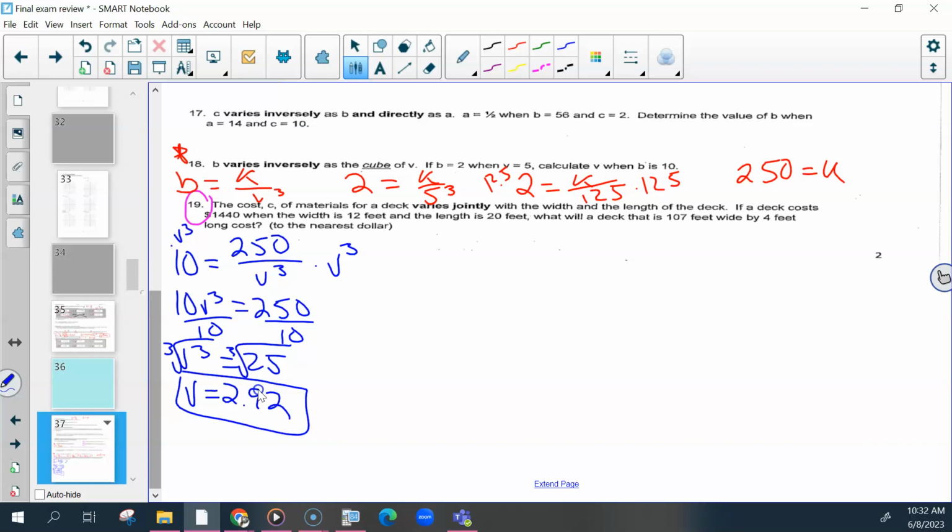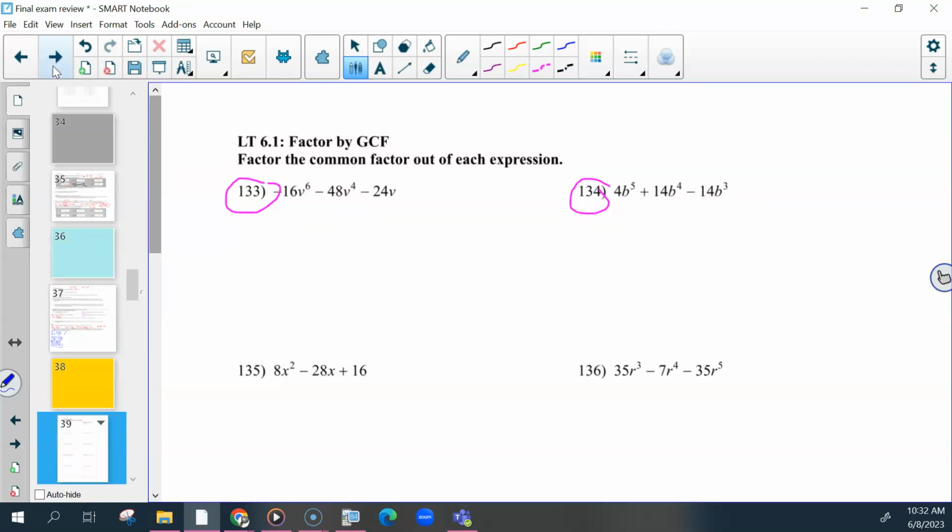Other questions on this objective or this page? Go on to the next page. Now we are in factoring by GCF. Which of these do we want to see me go over on the PowerPoint as well? This one.